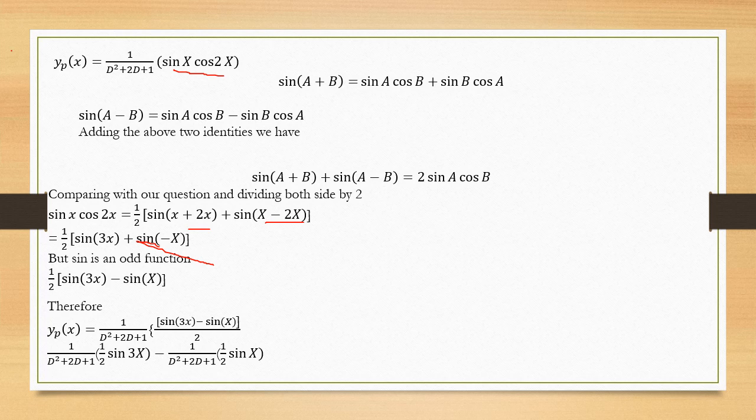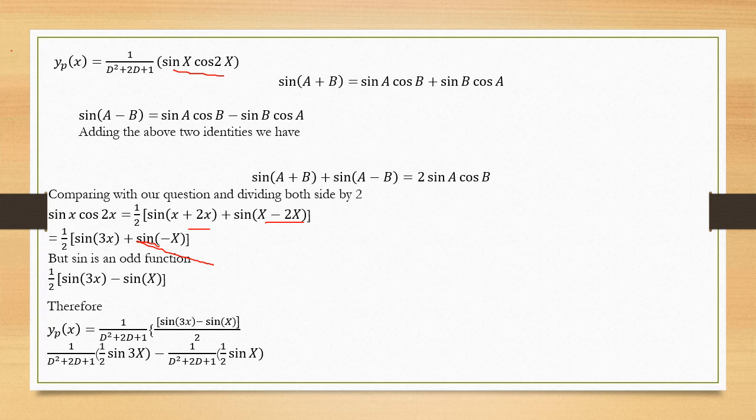But sine is an odd function, therefore the negative can move outside. Then we have a half in the sine of 3x minus sine of x. Therefore, we are going to replace sine x cos 2x with a half sine 3x minus sine x. Then the particular solution is equal to 1 over D squared plus 2D plus 1 into a half sine 3x minus sine x.